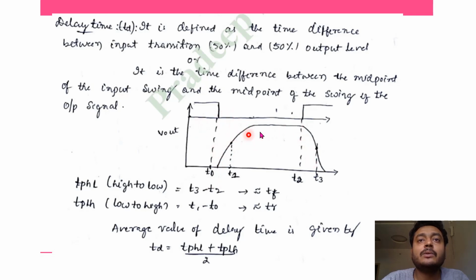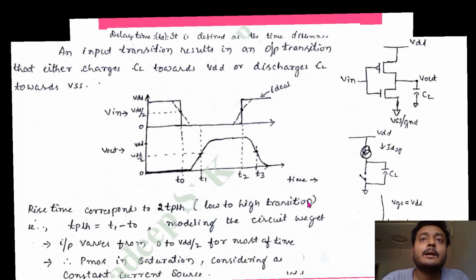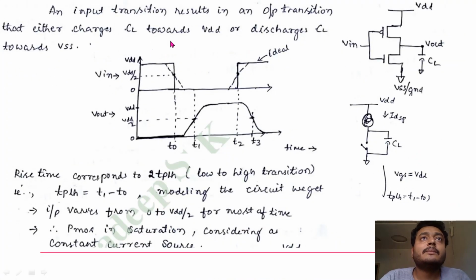So just go to the next slide, where we will have the detail. If you assume an inverter and you apply some input voltage Vin, then according to your input, the output load capacitance will either charge to VDD or discharge to the ground, depending upon the input transition you give. This is your input waveform, and this will be your output waveform.